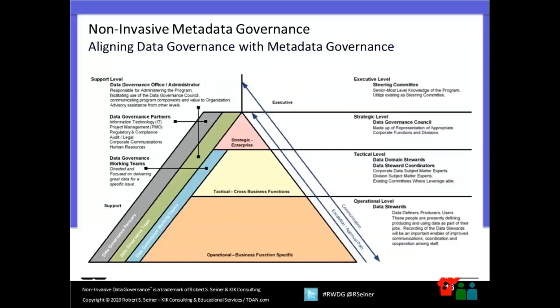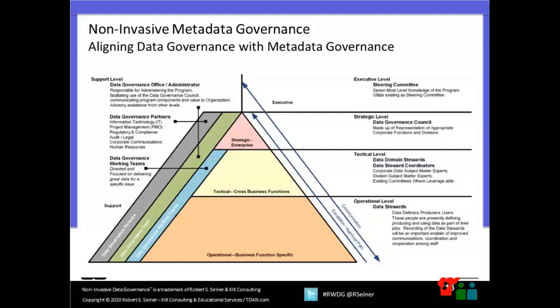Now, I could do a whole presentation. In fact, I'm going to be speaking for several hours at EDW on a complete set of data governance roles and responsibilities. This is what I typically start with, an operating model of roles and responsibilities associated with data governance. And you'll notice on the right-hand side, we've got executive-level steering committees. We've got strategic-level data governance council, and we've got subject matter experts and domain stewards at the tactical level, and then the data stewards at the operational level.